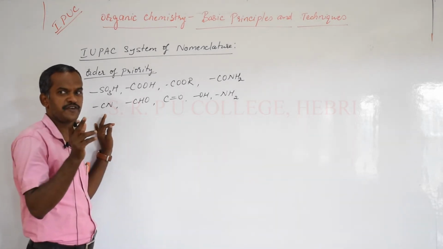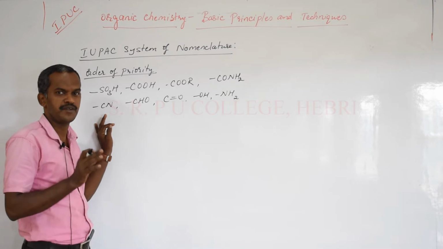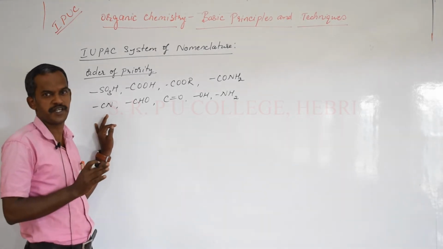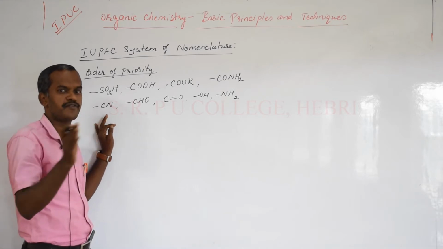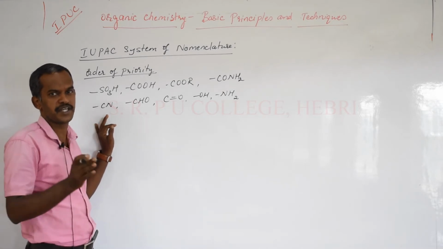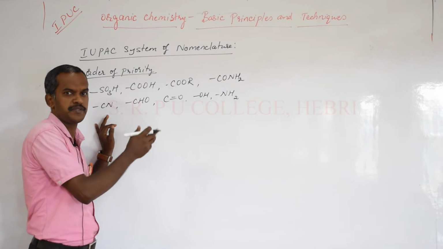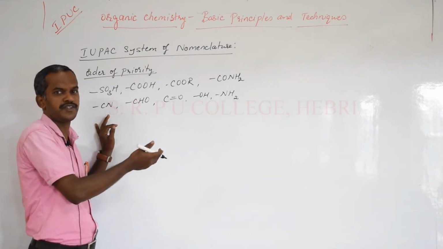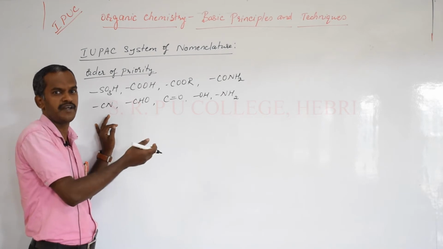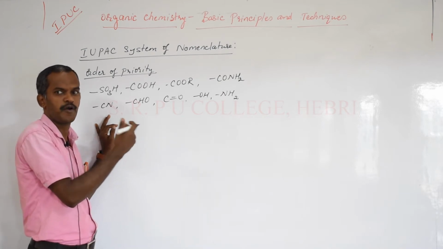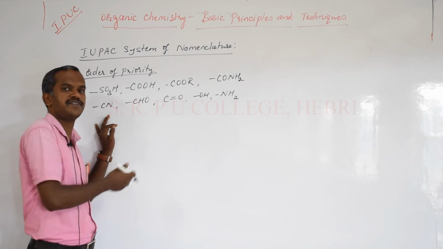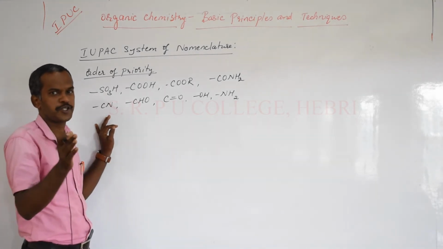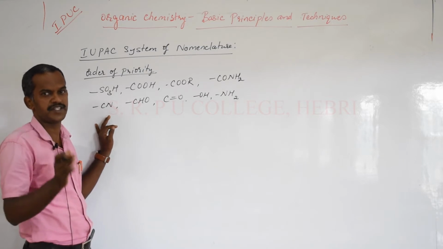Primary prefix stands for whether it contains a cyclic structure. Secondary prefix stands for the different substituents attached to the carbon chain. Root word stands for the number of carbon atoms based on the parent alkane chain. We use the words meth, eth, prop and so on. Primary suffix is only 3 different words. I told you, if it has a single bond, ane; double bond, ene; triple bond, yne. And the last one, secondary suffix, stands for the functional group. Based on the functional group, the IUPAC name ends there.